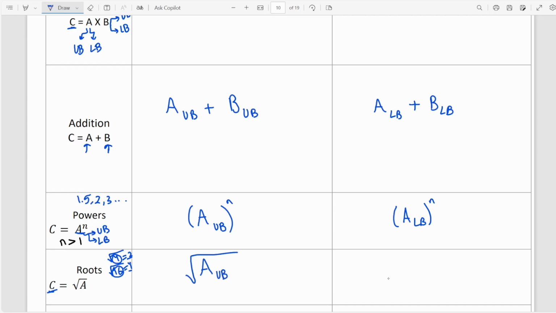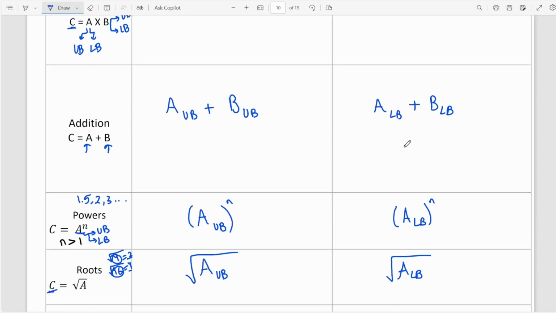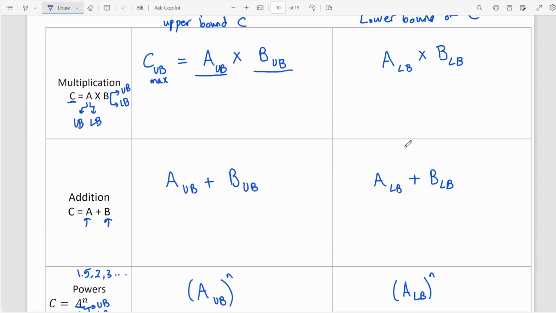And if you want to achieve the minimum value of C, you would take the lower bound of A, okay? So I hope this is so far clear. So with multiplication, addition, powers, and roots, it's kind of all the same. If you want to get the maximum or the upper bound of C, you would take the upper bound for A and the upper bound for B, okay?